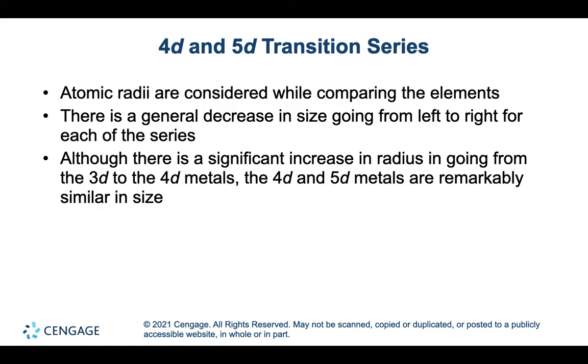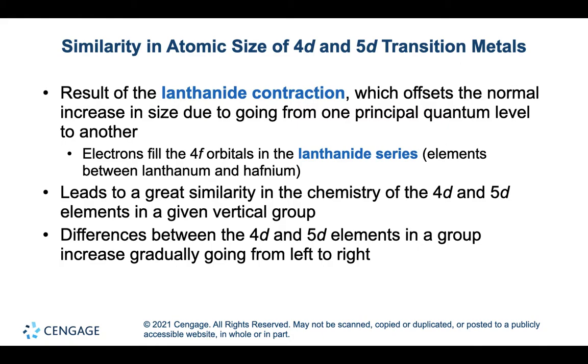Okay, now the 4D and the 5D, which would be the yttrium through cadmium and the lanthanum through mercury. You're generally going to see the atomic radii increasing as you go down from scandium to yttrium and so forth. And you're going to see quite a large increase from the third row to the fourth, but not so much from the fourth to the fifth. The 4D and the 5D metals are remarkably similar in size, and that is due to an effect called the lanthanide contraction.